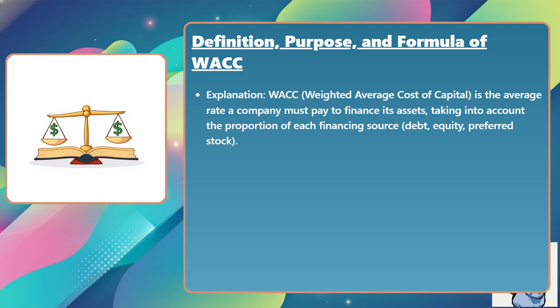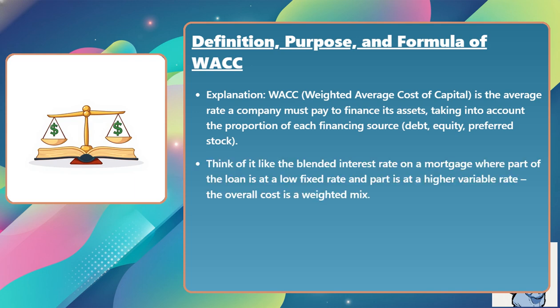WACC, weighted average cost of capital, is the average rate a company must pay to finance its assets, taking into account the proportion of each financing source: debt, equity, preferred stock. Think of it like the blended interest rate on a mortgage, where part of the loan is at a low fixed rate and part is at a higher variable rate. The overall cost is a weighted mix.